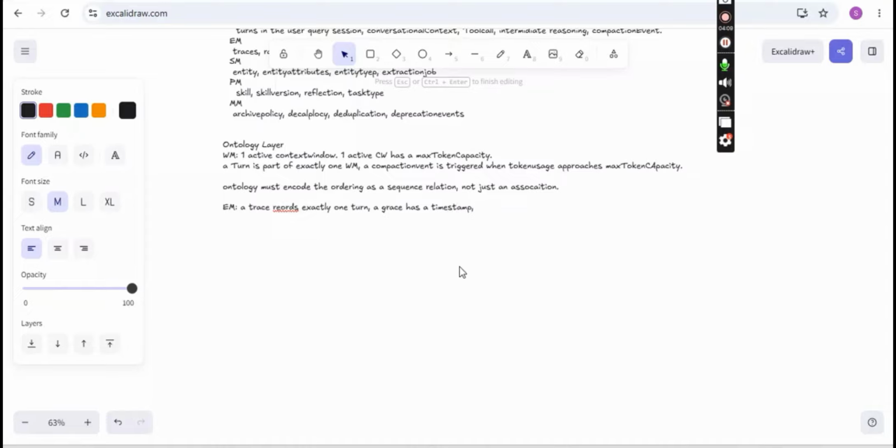A session identifier, and a content representation. That means the content generated is that representation. Traces are retrieved by three mechanisms. Traces will have how many? It is similarity, time and scope, and the ontology must encode these as distinct retrieval strategies.